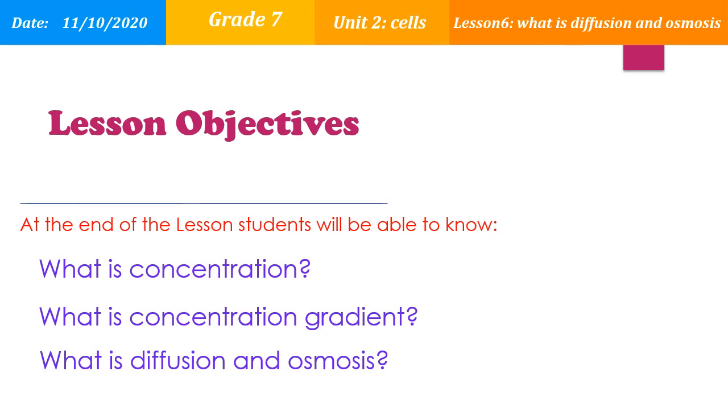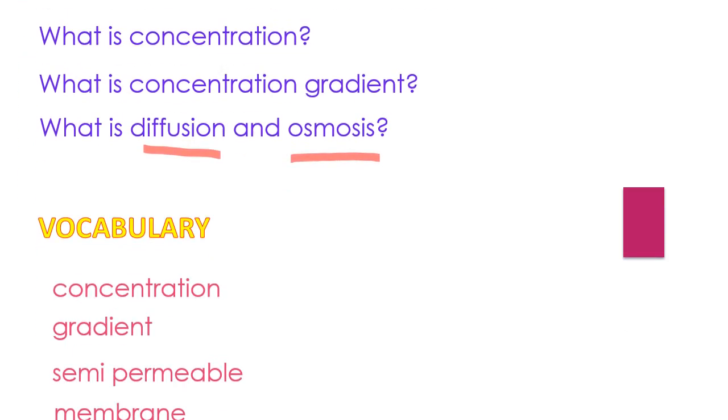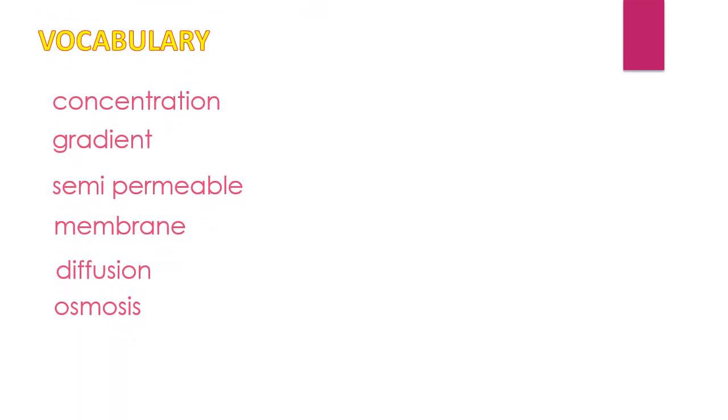Our objective today is to know the meaning of concentration and concentration gradient and differentiate between diffusion and osmosis. First, the new words today are concentration, gradient, semi-permeable, membrane, diffusion, and osmosis.